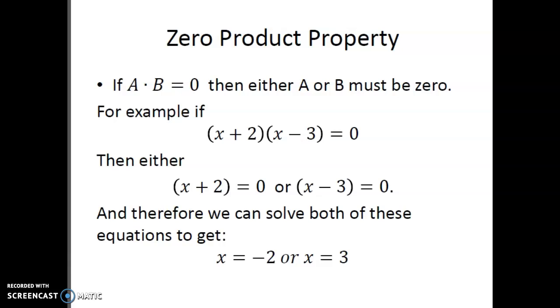This property tells us that if we have a statement a times b equals 0, then we know that either a or b must be 0. The only way to get a product of 0 is if one of the parts of the product are 0.